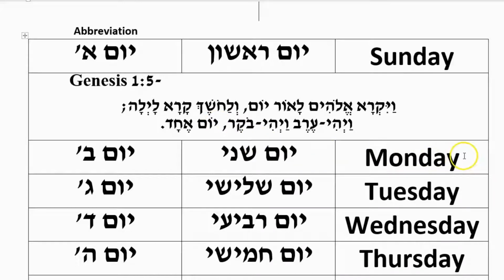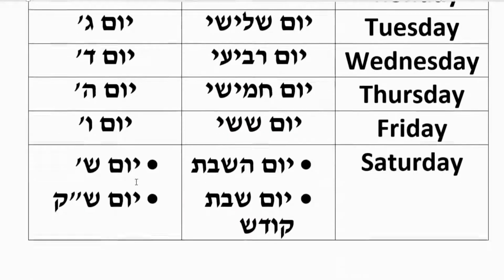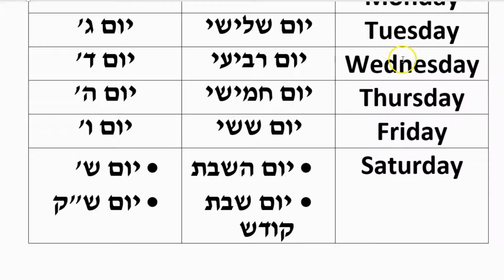Okay, let us continue. Monday, Yom Sheni. And that is abbreviated Yom Bet. Tuesday, Yom Shlishi. Abbreviated Yom Gimel. Wednesday, Yom Revi'i. And it is abbreviated Yom Dalet. Thursday, Yom Chamishi. And that is abbreviated Yom He.